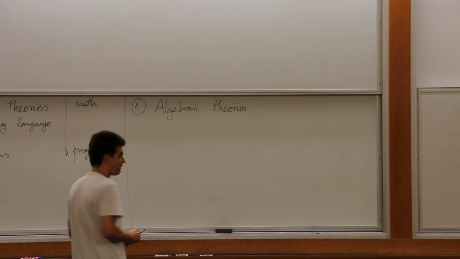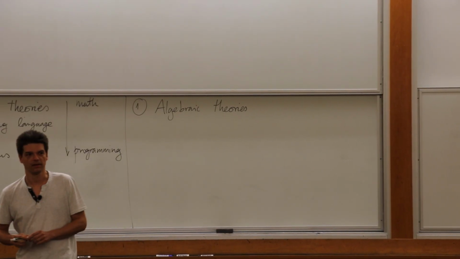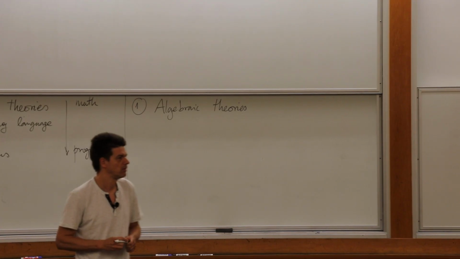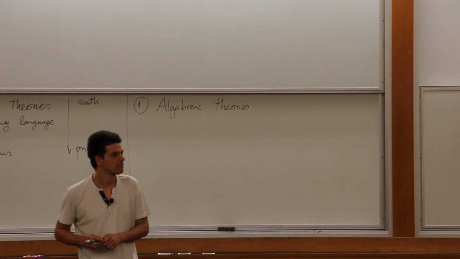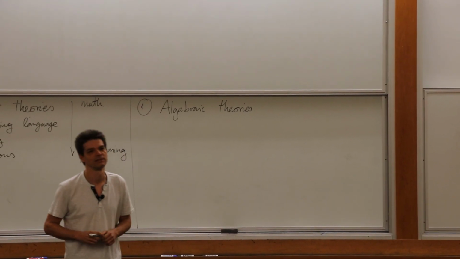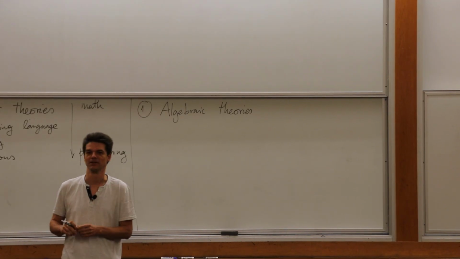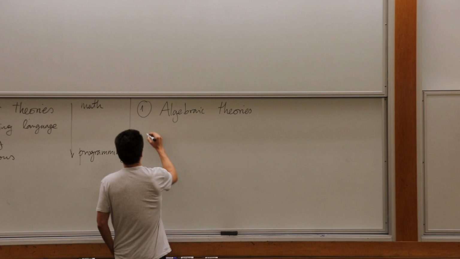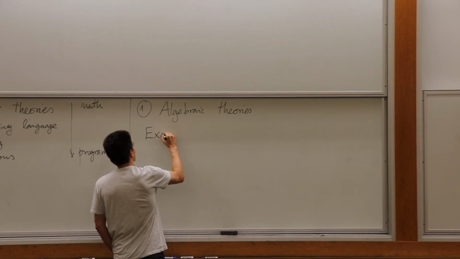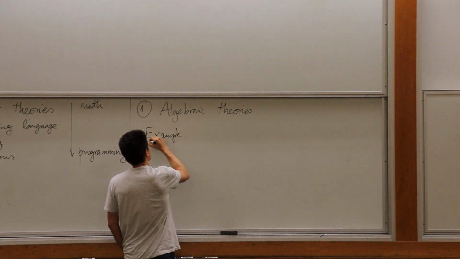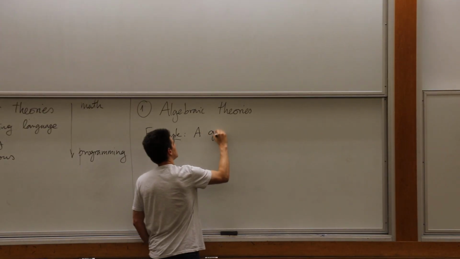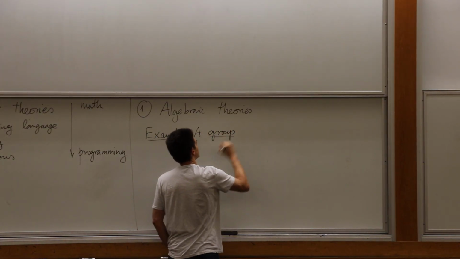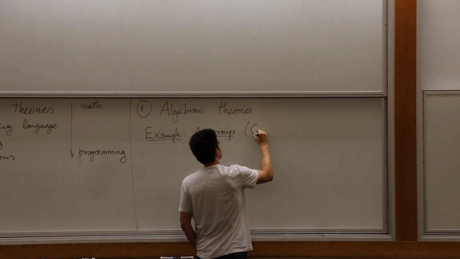So I hope everybody here has had some math. Like, for instance, you should probably know what a group is, or somebody once told you what a group was, and you cannot deny it. That's the minimum I would expect. So let's recall an example. A group is what? Well, it's a structure.